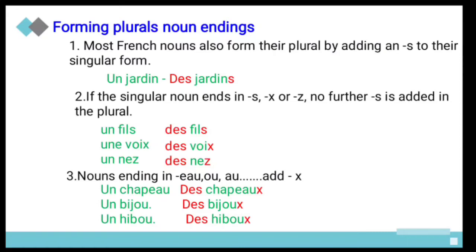And second, un bijou. Bijou means what? A jewel. It ends with OU. So you have to add X. Des bijoux. And third, un roman. Roman is a novel. So des romans. So these are the rules when you are forming the plural noun endings.